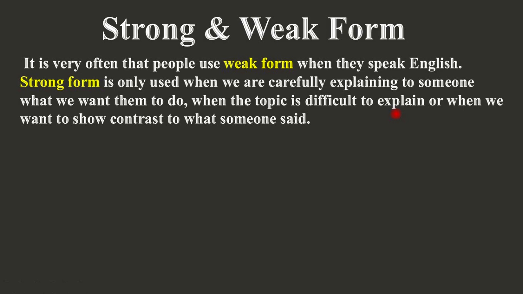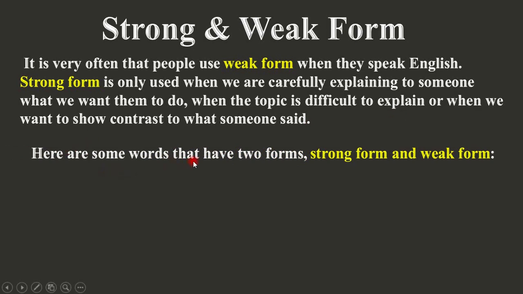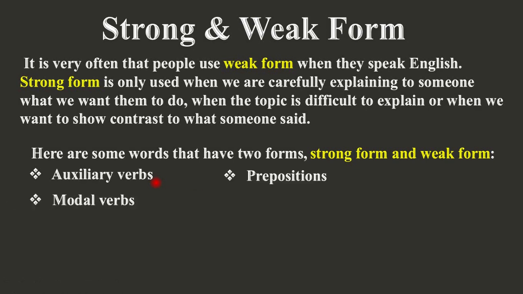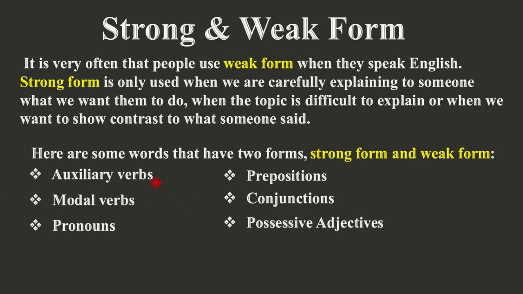And then, so, what words have the strong form and weak form? Maybe you want to know about this? Well, here are some words that have two forms, strong form and weak form. So the first one, auxiliary verbs. So we will study about auxiliary verbs in a minute. Prepositions, modal verbs, conjunctions, pronouns, possessive adjectives, articles, there is and there are.